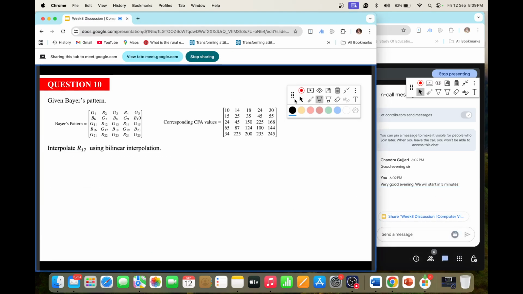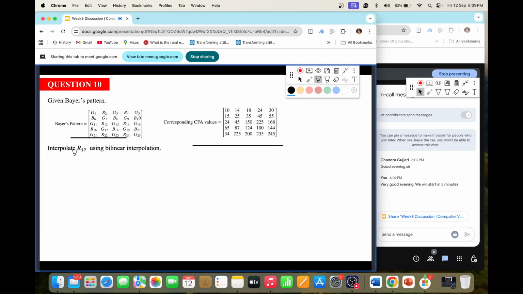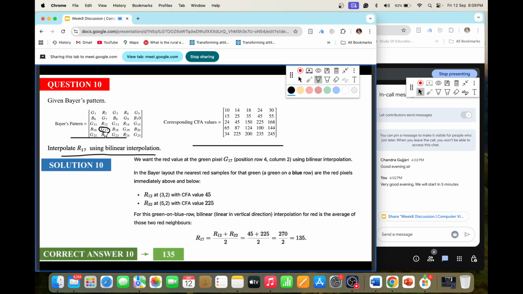Now this is the last question. Given the Bayer pattern, this is the corresponding CFA. We have to interpolate R17 using bilinear interpolation. So R17 is missing; in place of R17 we have G17, so it can be easily interpolated. R17 can be given by R12 plus R22 divided by 2, because it is a bilinear interpolation. So we have this R12, we have this R22.